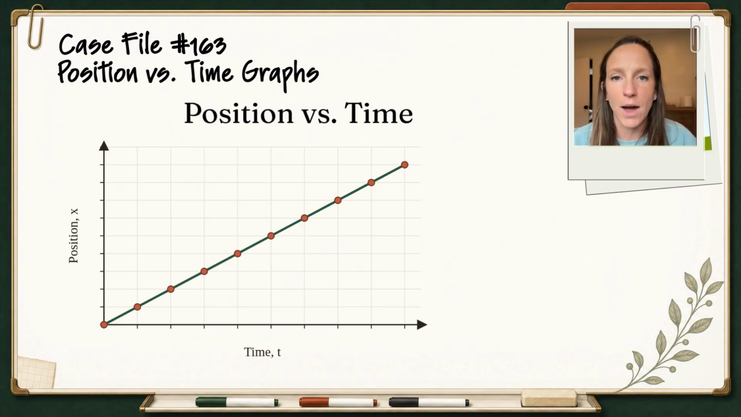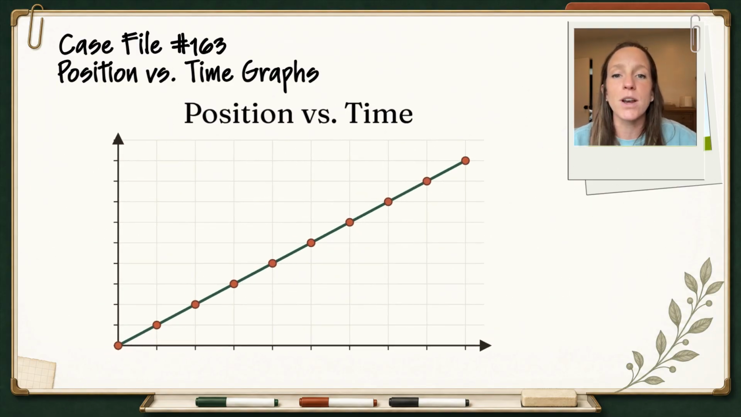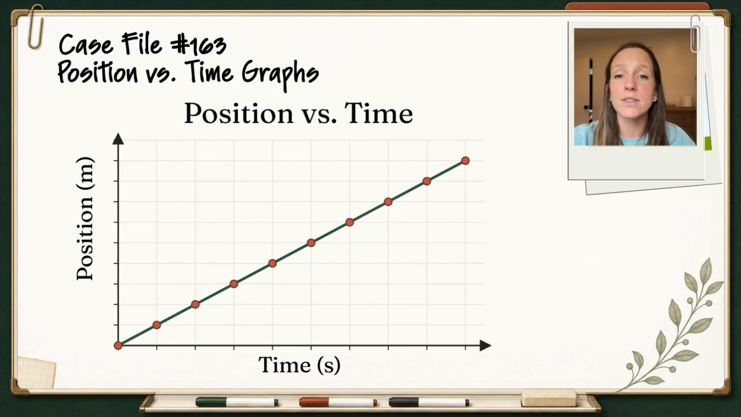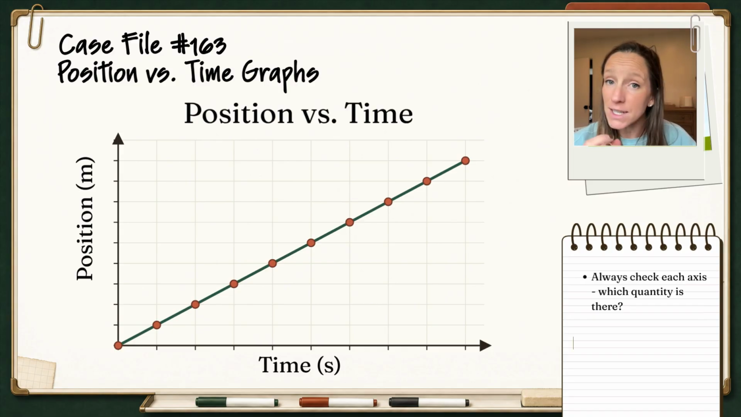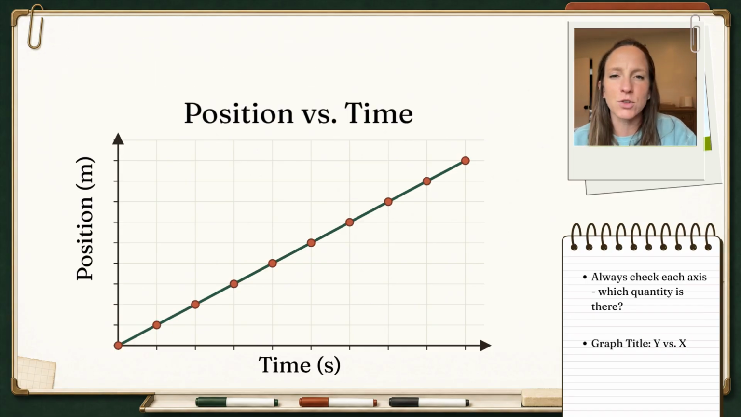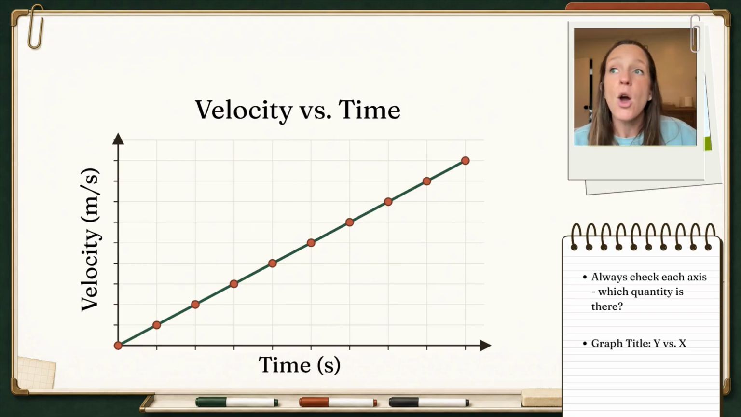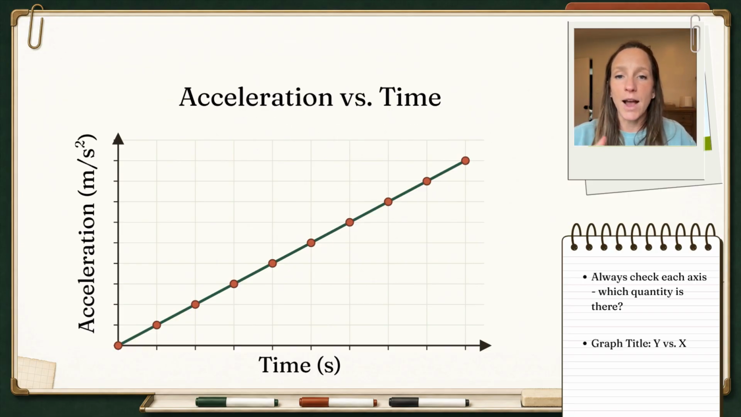but one of the first things that you always want to do when you have a graph is check what is on your x and y axes and what units they're in, because you're going to see multiple different graphs often together in the kinematics unit. So you want to know, are we dealing with position versus time, velocity versus time, or maybe even acceleration versus time? So check in with what's on your axes.